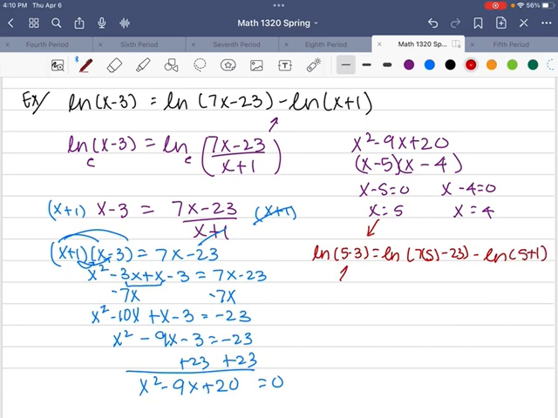So this is going to give me a positive 2. This is going to give me 35 minus 23, which is a positive number. And this is going to give me 5 plus 1, which is a positive number. So that one checks out. We're okay. They're all positive numbers.